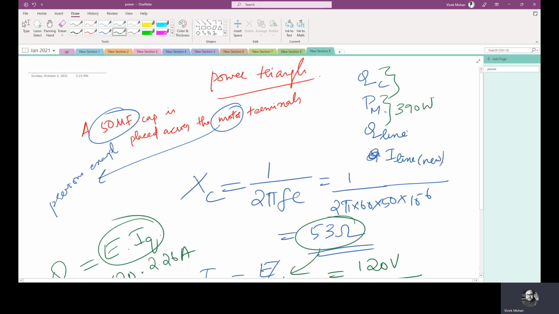We have not changed the loading. The motor also draws the same reactive power as before because nothing has taken place to change its magnetic field. Consequently, your QM is equal to what?